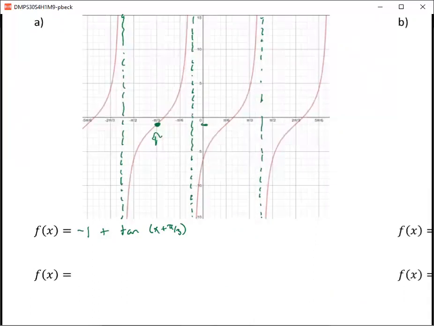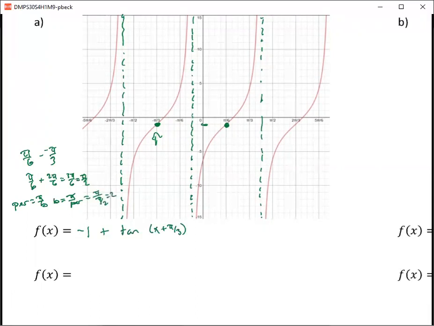And then what is our b value? I'm going to go from these points just because it's a little bit easier for me to think through. What's pi over 6 minus negative pi over 3? That would be pi over 6 plus 2 pi over 6, which is 3 pi over 6, or pi over 2. So kind of like what we did before, where our period was pi over b, our b value is now going to be pi over our period. So pi divided by pi over 2 is 2. So that is going to be our b value.